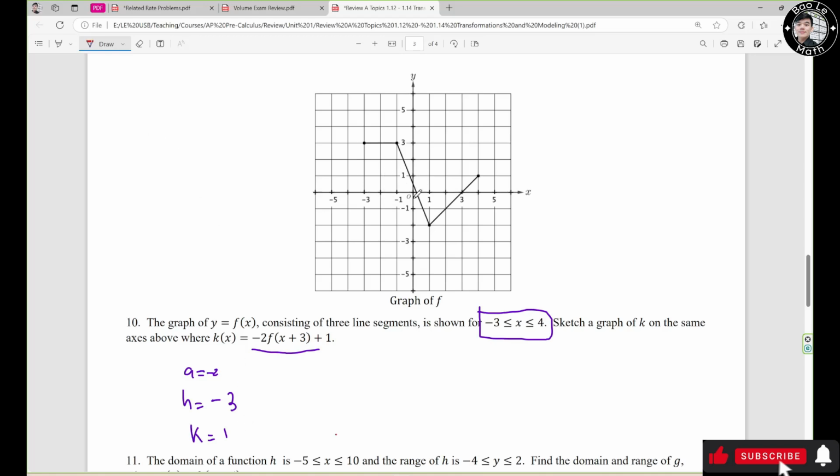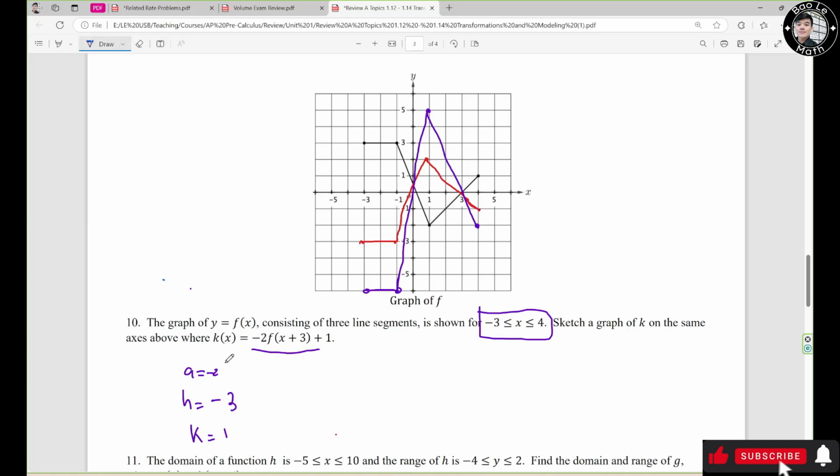Now, we need to reflect this one over the x-axis first. Alright, so it's gonna be like this. Now, next one, we're gonna dilate this one vertically by a factor of 2, which means we're gonna keep the x value and we're gonna multiply the y value by 2, right? So we have this one.